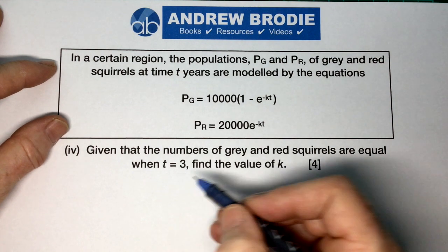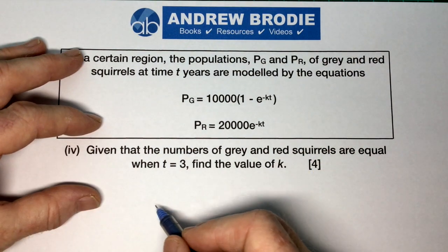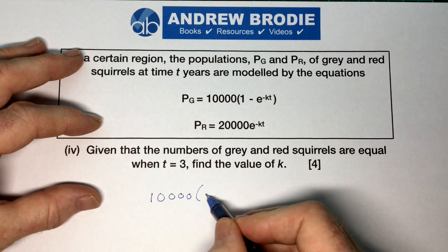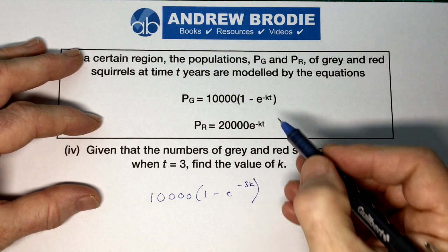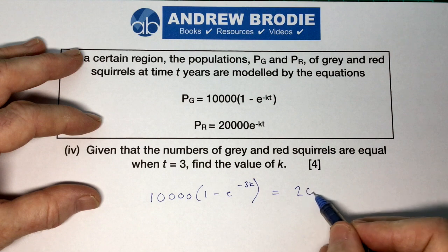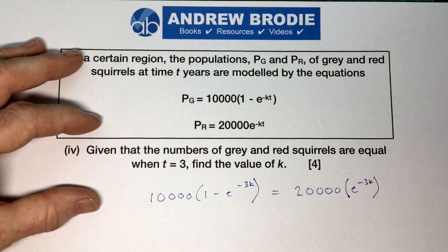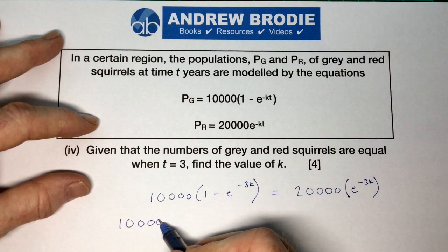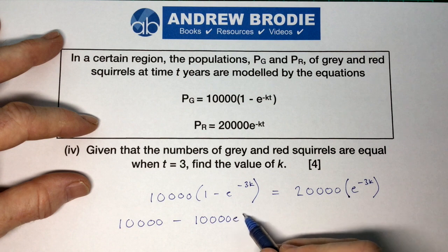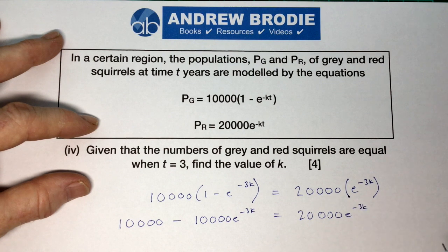So after 3 years, the numbers are equal. They're changing, of course, with the greys rising and the reds falling. So what we know then is that 10,000 times 1 minus e to the minus 3k, because t is 3, is equal to 20,000 times e to the minus 3k. Didn't really need those brackets, but hey. If we multiply this one out, we'll get 10,000 minus 10,000 e to the minus 3k equals 20,000 e to the minus 3k. You can see we can add that value to both sides.